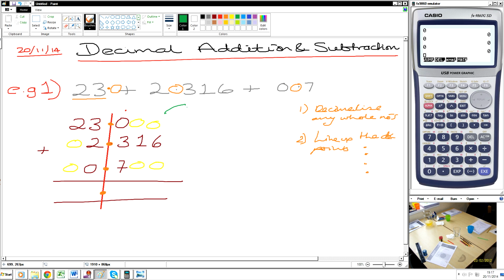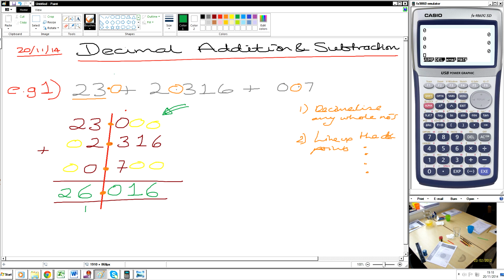So we always start on the right hand side as usual for addition. 0 add 6 add 0 is 6. 0 add 1 add 0 is 1. 0 add 3 add 7 is 10, so that's 0 and carry the 1. 3 add 2 is 5, and 5 add 0 add 1 is 6. And 2 add nothing is 2.